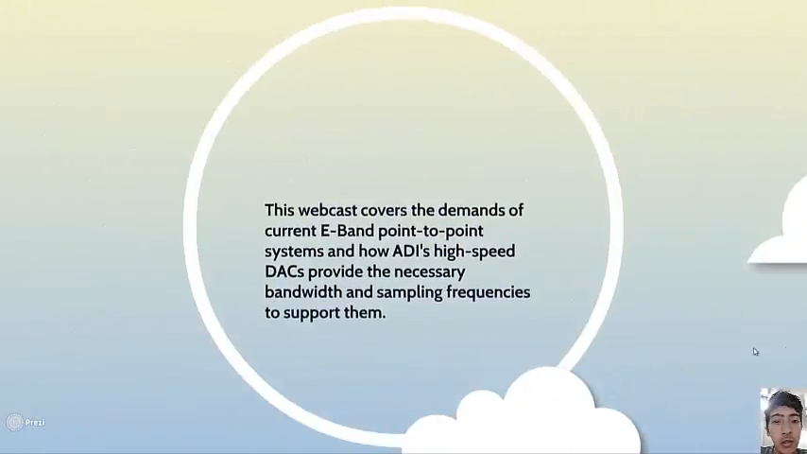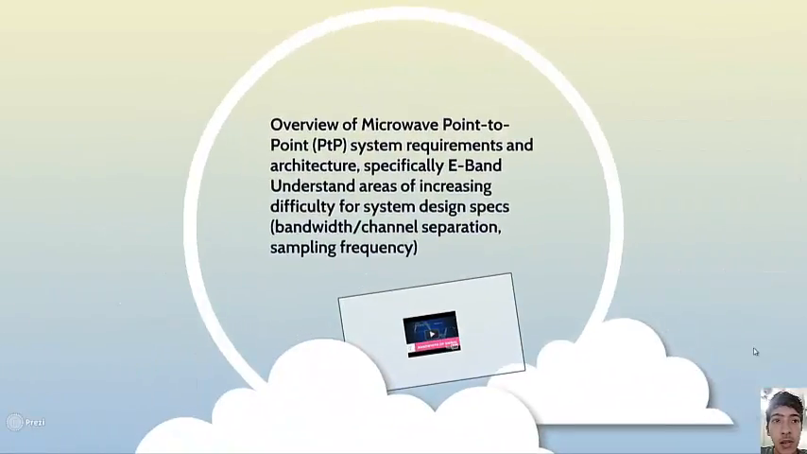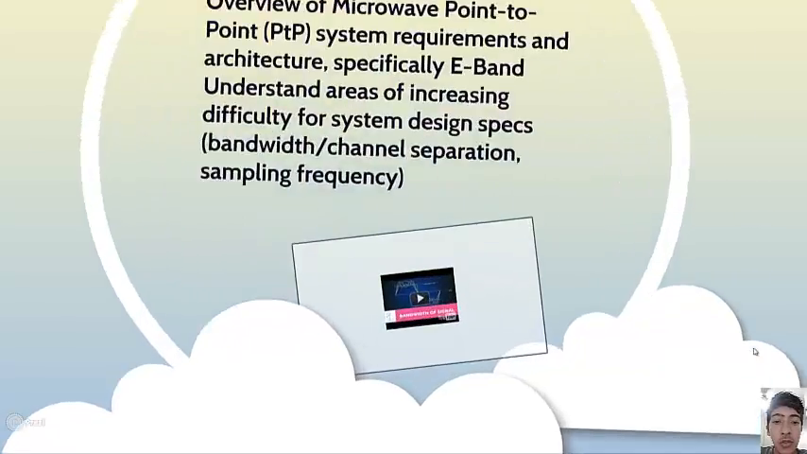This webcast covered the demands of current E-band point-to-point systems and how ADI high-speed DACs provide the necessary bandwidth and sampling frequencies to support them. Overview of microwave point-to-point (PTP) system requirements and architecture, specifically E-band, and some areas of increased difficulty for system design specs: bandwidth, channel separation, sampling frequency.